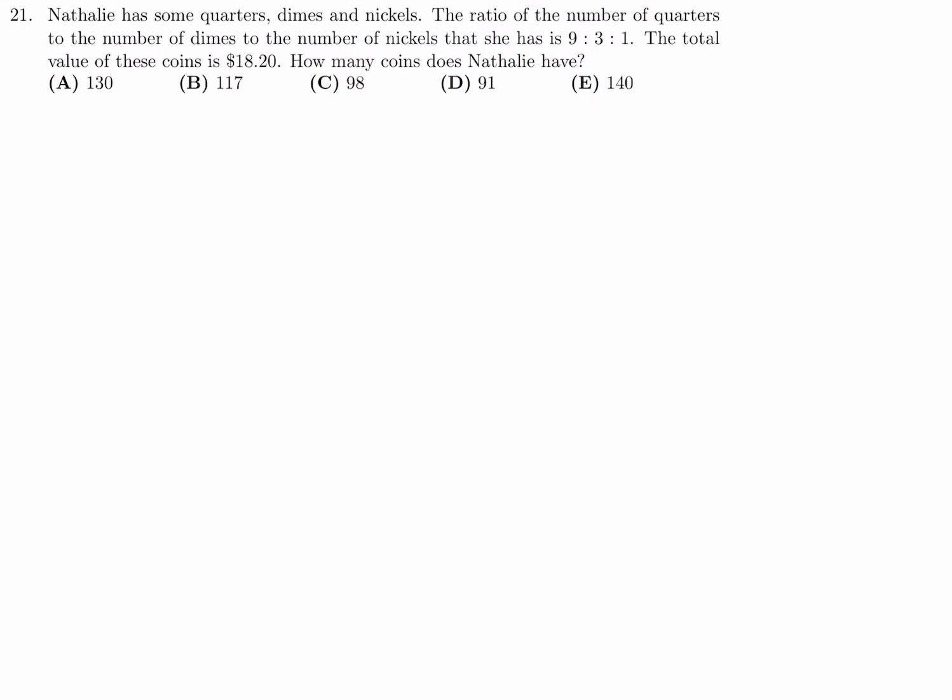Natalie has some quarters, dimes, and nickels. The ratio of the number of quarters to the number of dimes to the number of nickels that she has is 9 to 3 to 1. The total value of these coins is $18.20. How many coins does Natalie have?